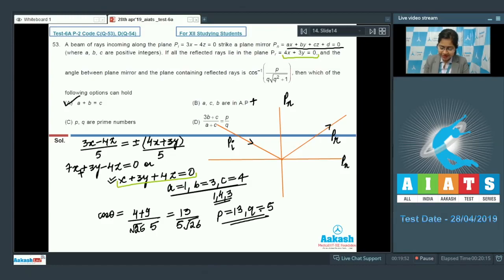Now, it has been said that P, Q are prime numbers, that is true. Also, option D says that 3b, that is 9 plus 4, that is 13 upon 5 is equal to P by Q, that is also true. So option D is also correct. So the answer of this question is options A, C and D.